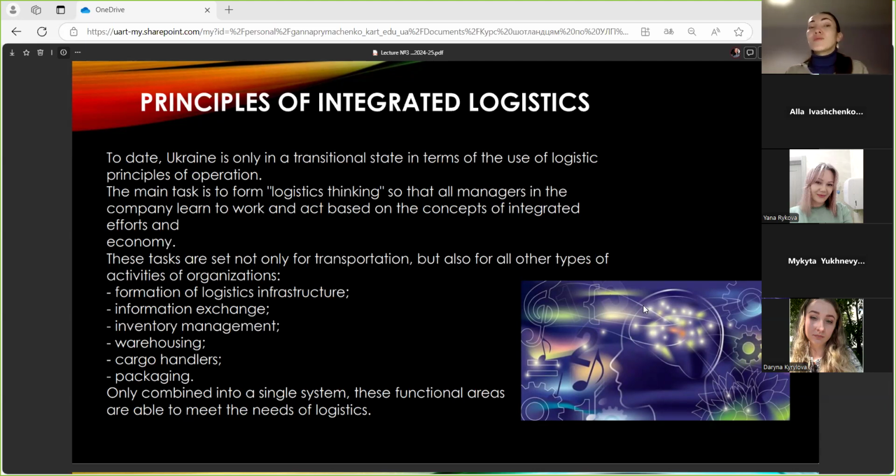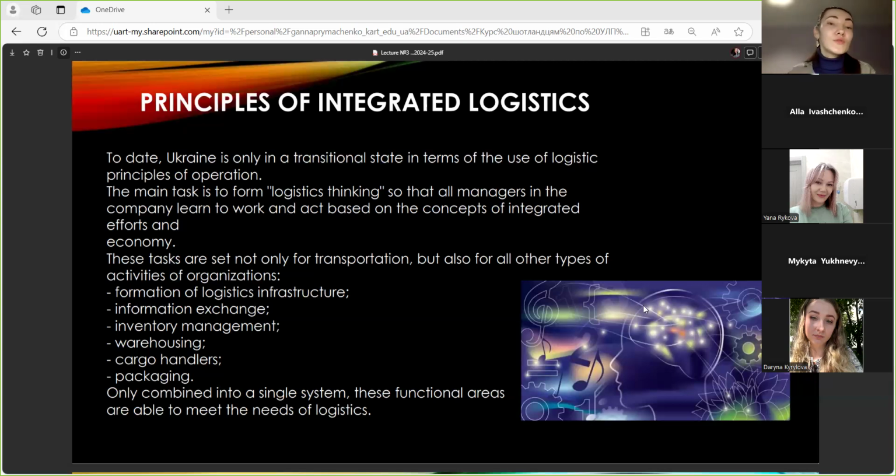Because logistic thinking means we need to think about when we can use a special traffic, special transport system, special cargo, and other. We need to think about it and find a good decision, and it depends on our real logistic thinking. Their tasks are set not only for transportation. We need to think not only about transportation but about different things which happen around this territory, with this road and other, but also for all other types of activities of organizations.